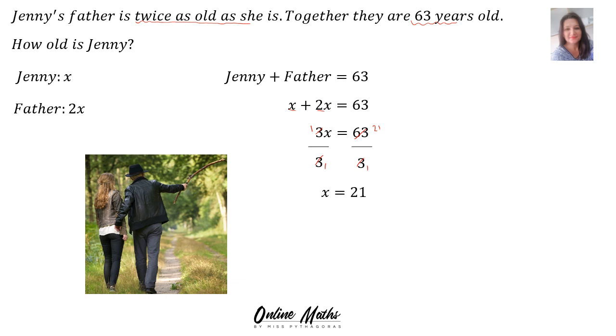Therefore, x is 21. But you can't stop there, because the question specifically said, how old is Jenny? So now you have to say, Jenny was x, therefore she's 21 years old.